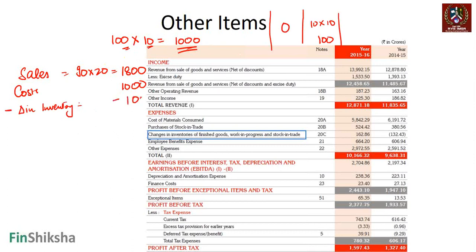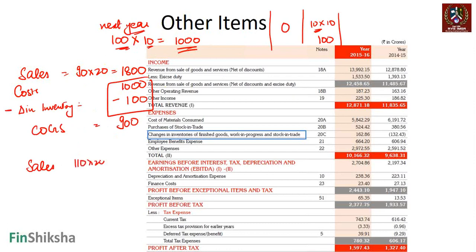So you subtract this 100, combine these two, and total COGS, or cost of goods sold, will be 900. That's the reason this line item appears here. Next year, let's say you again buy the same amount, but you are able to sell not only these 100, but also the 10 that was left earlier. So your sales are 110 into 20, that's 2200.